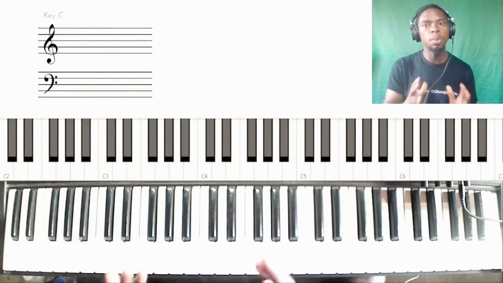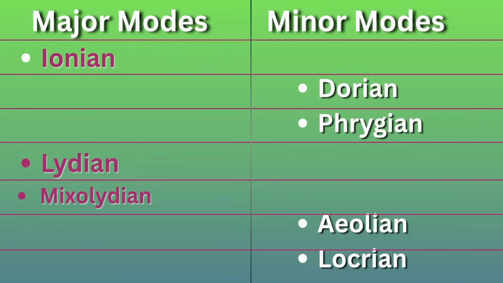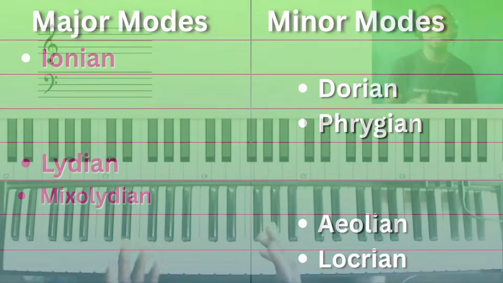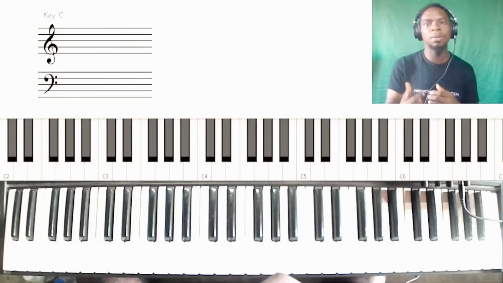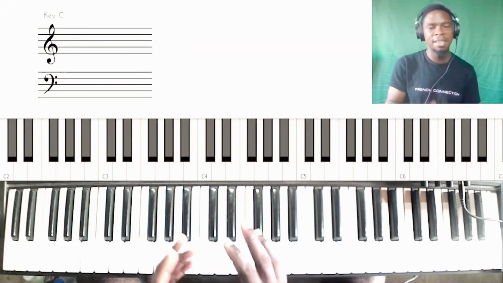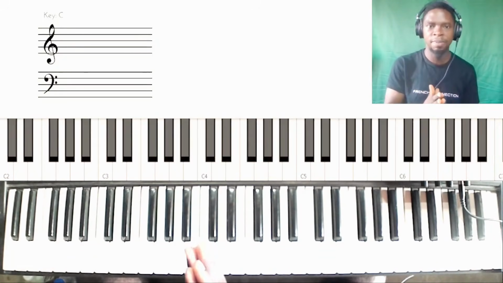Right. The second mode that falls under the major type category is the Lydian. Now, the Lydian is a major scale with a raised fourth. Now, the third mode in the major type category is the Mixolydian. The Mixolydian is a major scale with a lowered seventh, and it sounds bluesy, funky, and a bit unresolved, and it's also a bright sound.